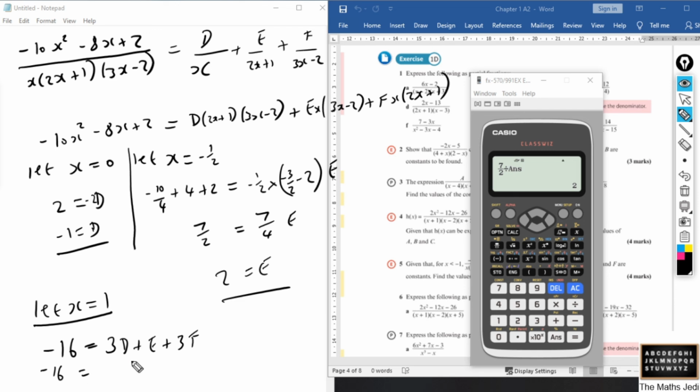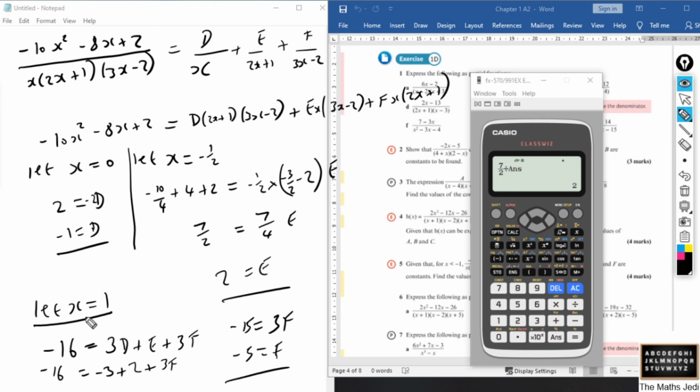So I know what d is, because that's minus 1, and I know what e is here. E is 2. So there's 3 lots of minus 1, sorry. And then that's 3f. So that gives us minus 16, then we add the 3, so that's minus 13. Take away the 2, it's minus 15. So minus 15 is 3f. And then finally we divide by 3, so I know that f is minus 5.